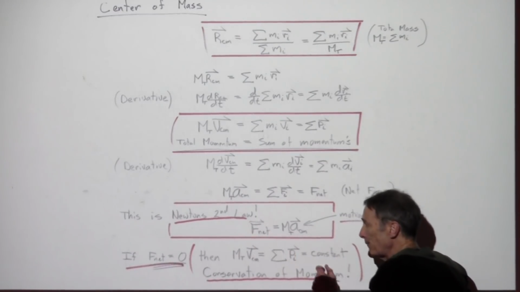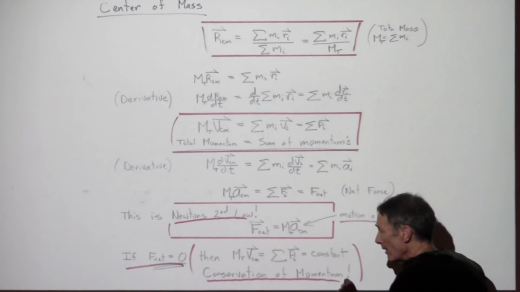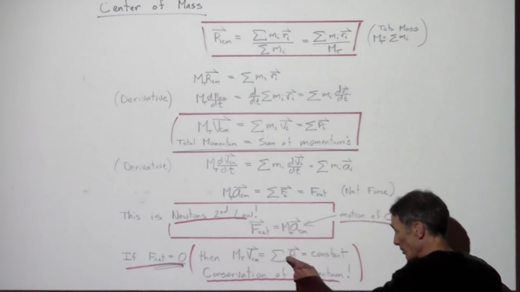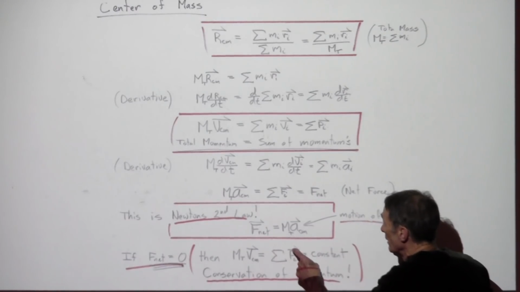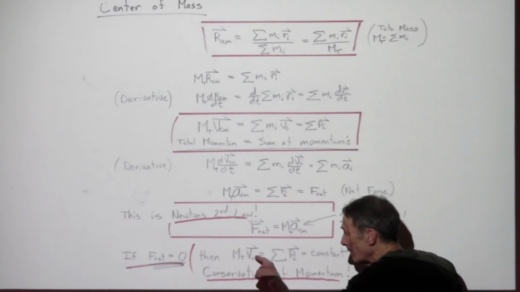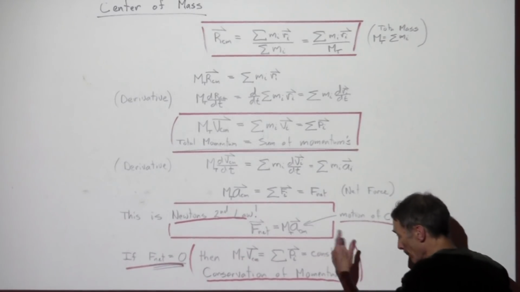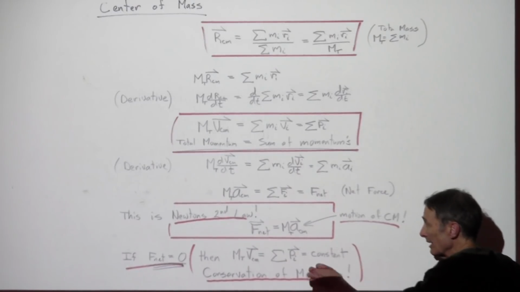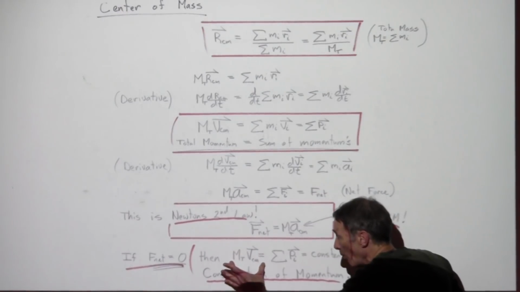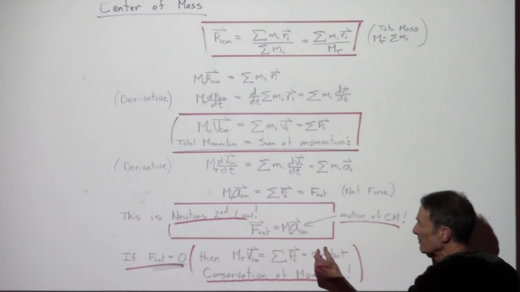Now, if that net force happens to be zero, and this is going to be an important test, then the mass times the velocity of the center of mass is equal, of course, to the sum of the individual momentums, and that should be some constant, since if I take the derivative of this, that would be zero, and the derivative of a constant is zero. So this is essentially a statement of conservation of momentum. The mass times the velocity for the whole thing, that is the momentum of the whole system, is equal to the sum of the individual momentums of all the pieces.